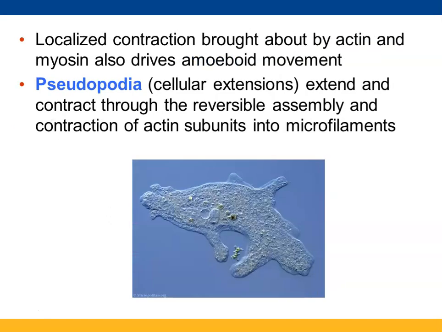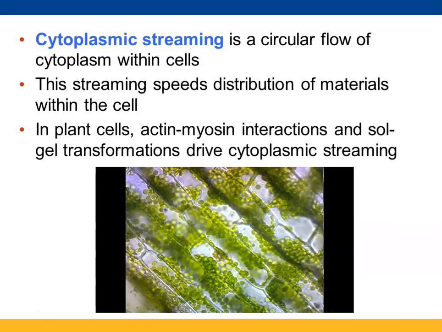And pseudopods are able to extend and contract through that type of motion, where they're able to assemble and then connect the actin subunits closer to one another into microfilaments and then separate them back out. So I told you we're going to spend a little bit more time with cytoplasmic streaming in our photosynthesis lab, but there you can kind of see an example of what's happening. When you see this, you will actually see the physical movement of materials throughout those plant cells. Actin-myosin interactions and also sol-gel transformations help to drive that process.